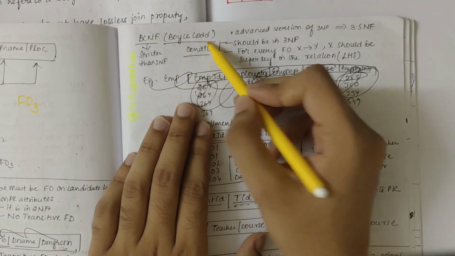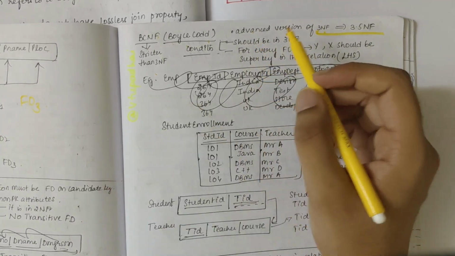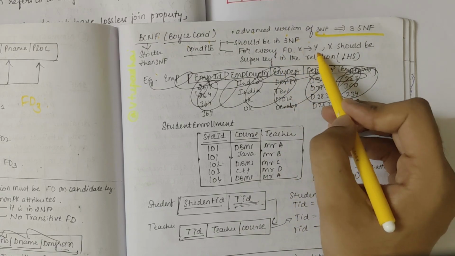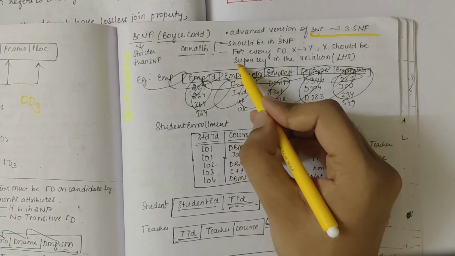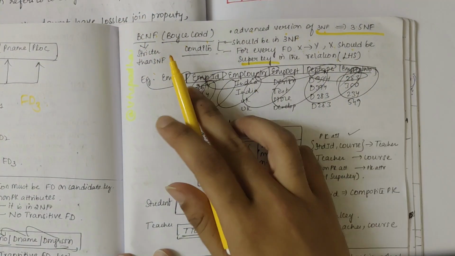So it is Boyce-Codd normal form. It is an advanced version of 3.5NF. So the two conditions here are: it should be in 3NF form, and for every functional dependency X determines Y, X should be a super key in the relation. So the LHS part should always be a super key in the BCNF condition.